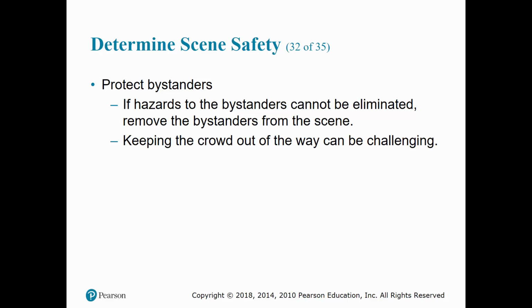Your attention as an EMT must be directed toward the patient. However, the crowd is part of the scene, and making sure the bystanders are safe is one of your responsibilities during scene size-up. If hazards to the bystanders cannot be minimized or eliminated, remove those bystanders from the scene. In cases of spills, leaks, fires, or heavy smoke, bystanders must be kept back using roadblocks, detours, police lines, and public address systems advising bystanders of the risk.